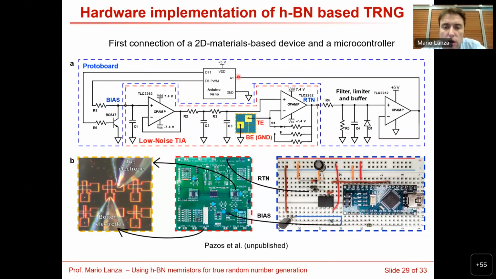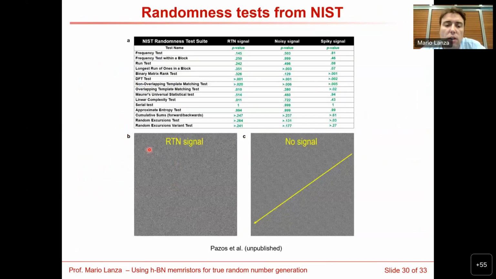We have a microcontroller from Arduino here, and we also connect some discrete devices, basically resistors and capacitors and operational amplifiers. Then we have the low noise transimpedance amplifier, which is connected to the boron nitride memristor, which is here. Okay. And then now, with this hardware implementation, again, we observe that there is no pattern and that we can pass all the randomness tests.